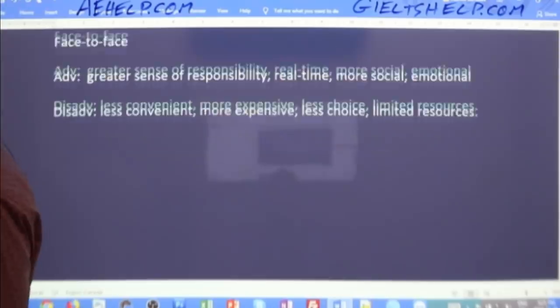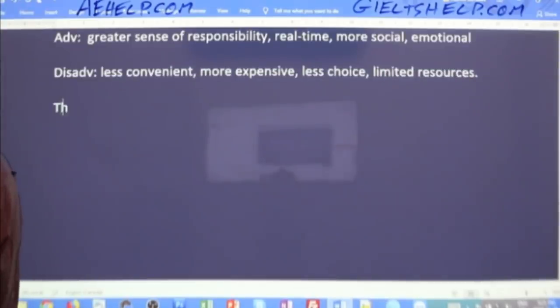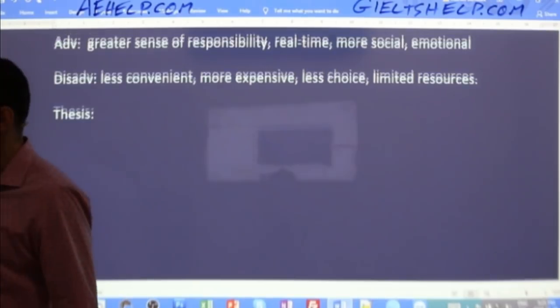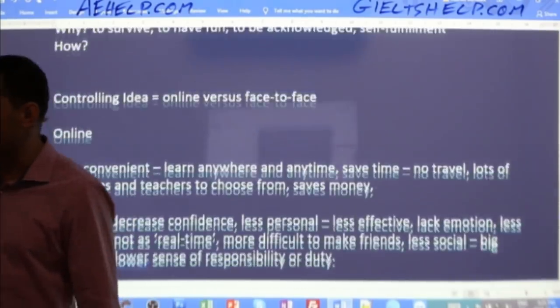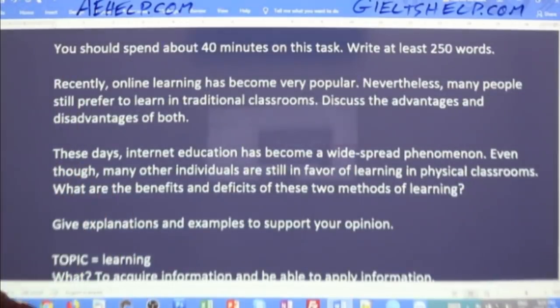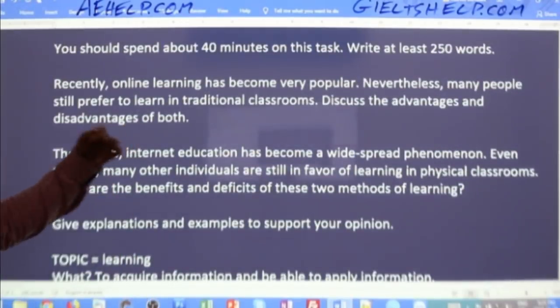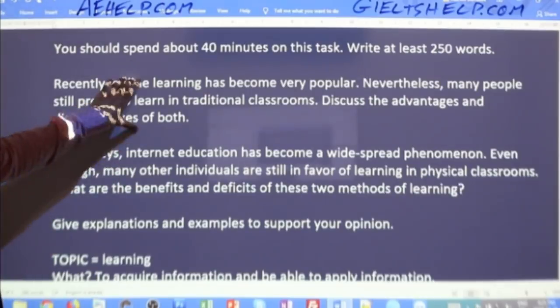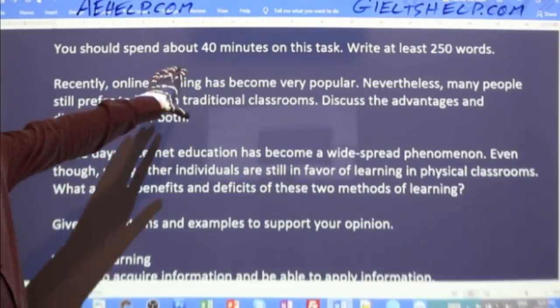So let's move along here, students. Let's get that thesis statement. So what can we say for the thesis? Okay, so let's look at the question again. It's a really good idea, especially when you're practicing at home. Read the question before you write your thesis.